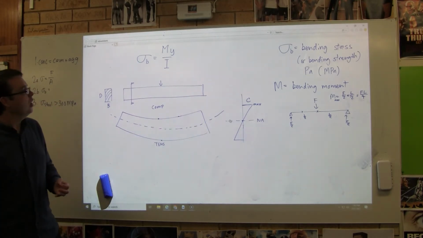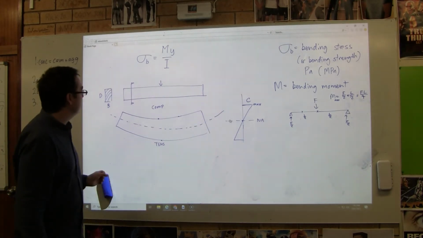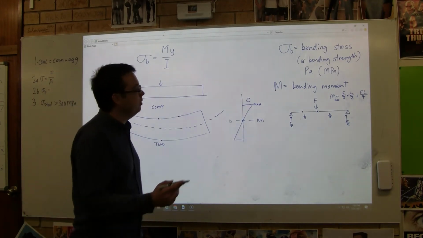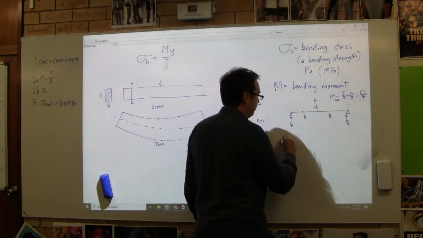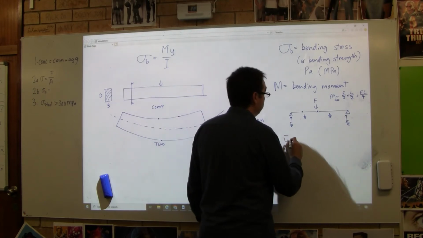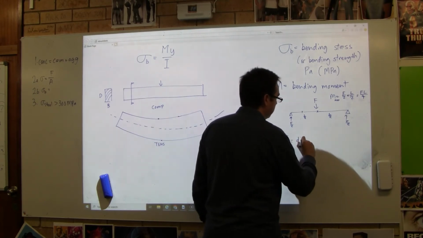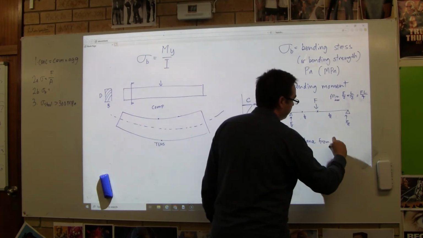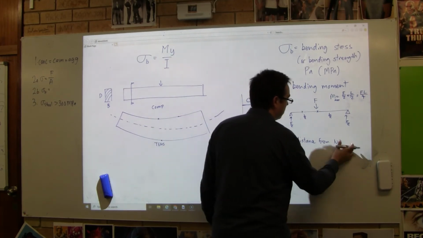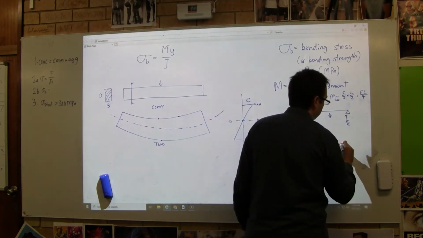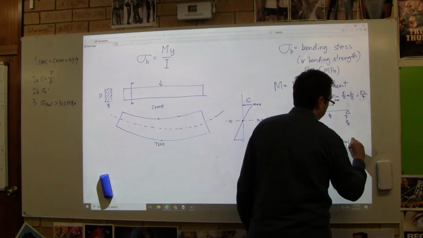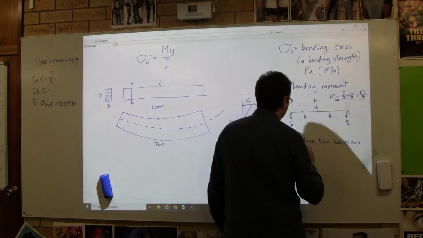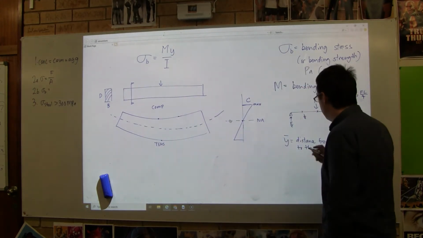Okay, so all of that is to talk about what is this Y, right? Now at uni, they call it YBar, and YBar is the distance from the neutral axis to the extreme fiber.